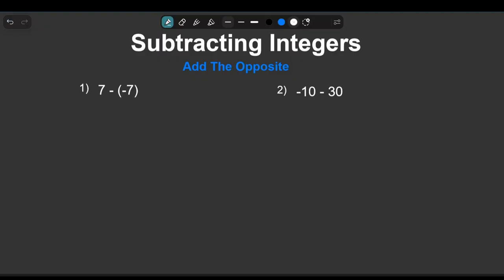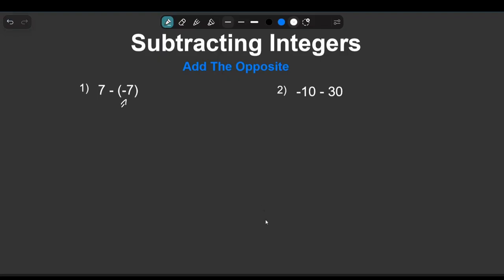So, for the first one, we have 7 minus 7. With subtracting integers, we change the sign of the number we're subtracting. So we see that this 7 is negative. We have a negative 7. So what we do is we have to add the opposite. So we have to make this 7 a positive number and then add it.